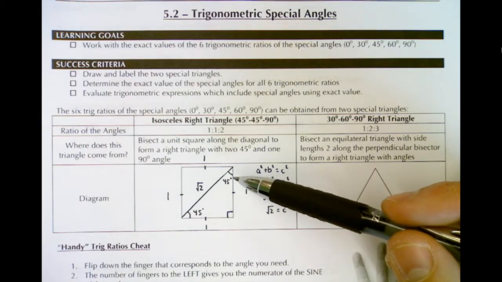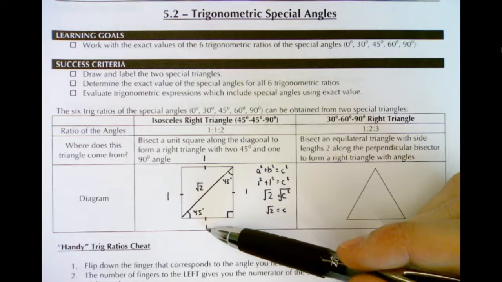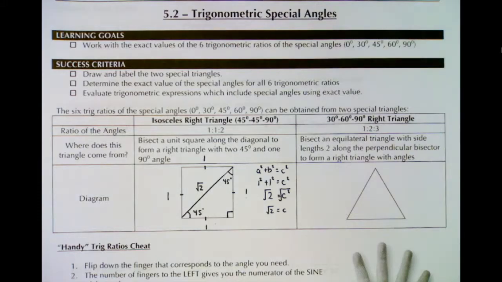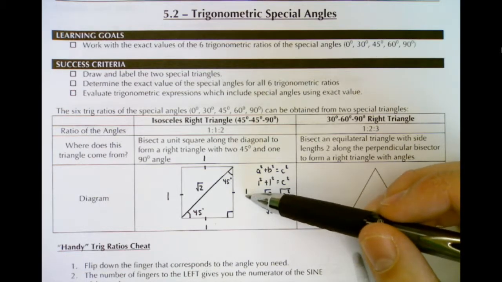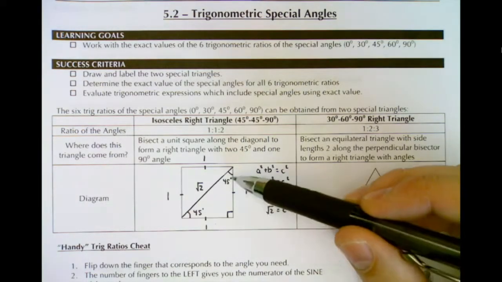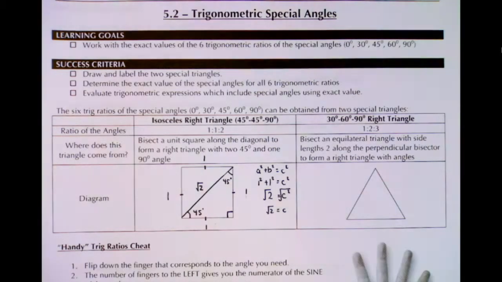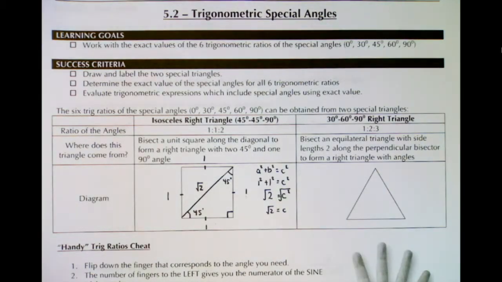But let's do sine for an example. If we wanted to know what sine 45 is, we would do opposite over hypotenuse, or 1 over root 2. And 1 over root 2 would be the exact value of sine of 45. We could do cos of 45 too. It would also be 1 over root 2 because the adjacent side would be 1 and the hypotenuse would be root 2. And tan 45 would be opposite over adjacent, which would be 1 over 1, which is 1. So now you can find the exact values of sine, cos, and tan of 45 degrees using this 45, 45, 90 triangle.